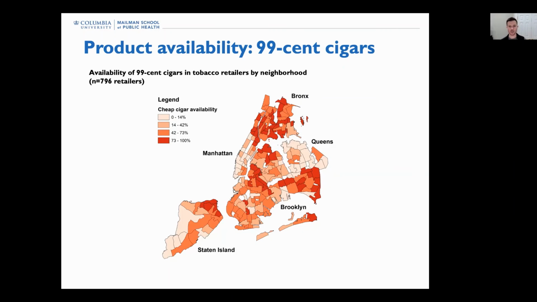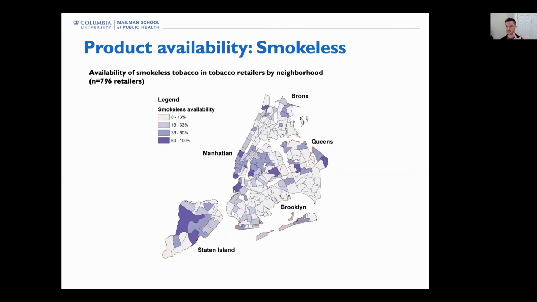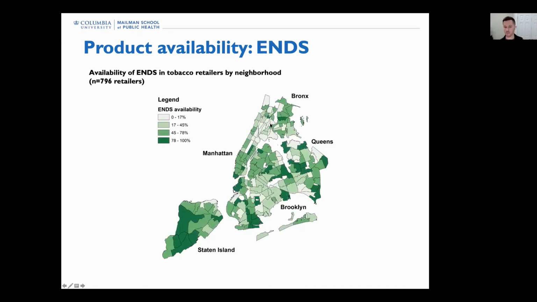When we look at the availability of smokeless tobacco, we see almost an exact juxtaposition. Again, lower availability overall, but it's difficult to find things like smokeless tobacco and even vaping products in neighborhoods like the South Bronx, northern Manhattan, Brownsville, Brooklyn. Vaping products are much more likely to be available in places like the Upper East Side of Manhattan, the financial district, certain parts of Brooklyn, Staten Island, the more suburban outskirts of Queens and Brooklyn.